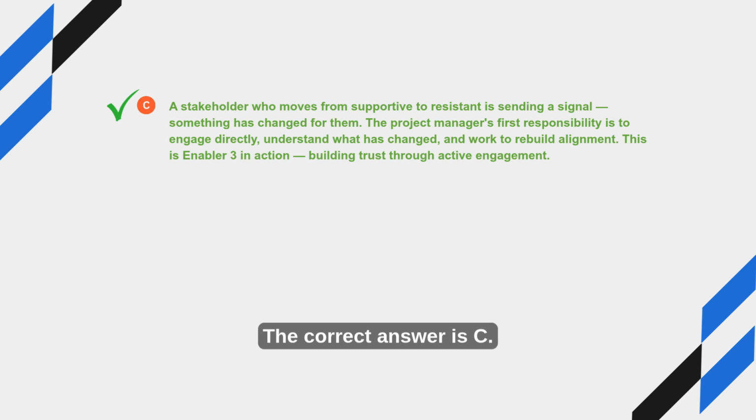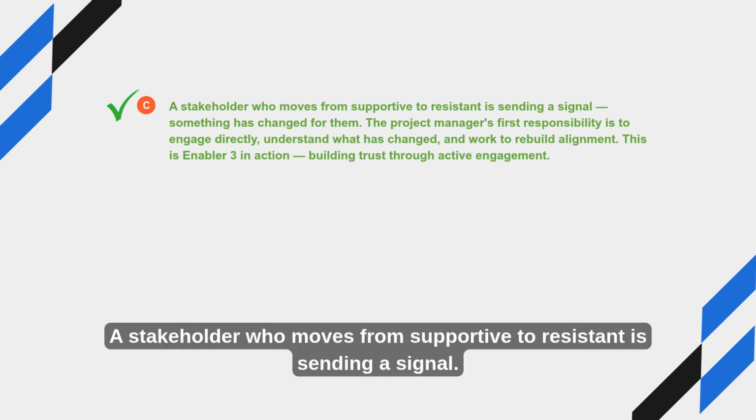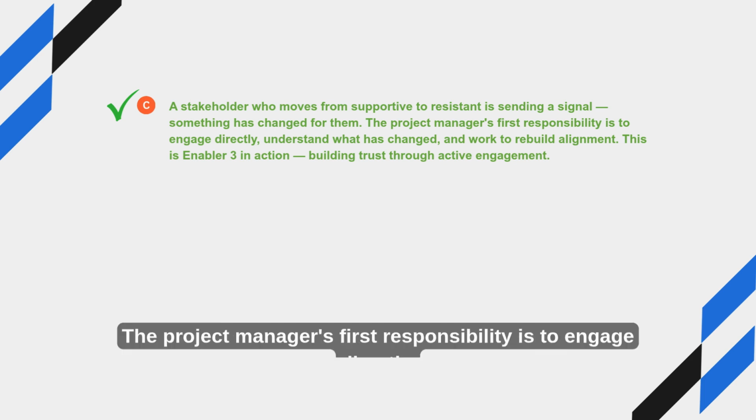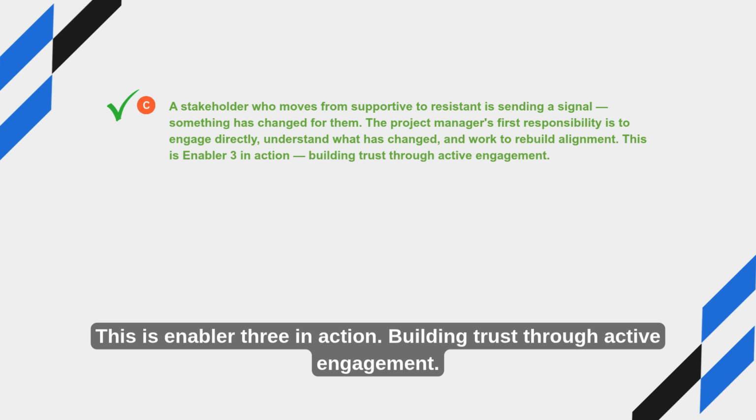The correct answer is C. A stakeholder who moves from supportive to resistant is sending a signal. Something has changed for them. The project manager's first responsibility is to engage directly, understand what has changed, and work to rebuild alignment. This is Enabler 3 in action, building trust through active engagement.